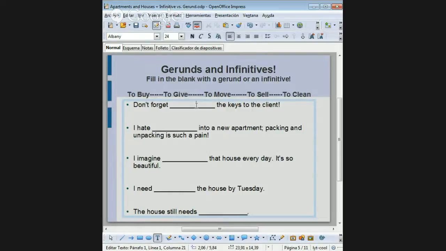Not to buy, to give the keys to the client. Perfect. Yeah, don't forget to give the keys to the client. Good. David, what about the next one?